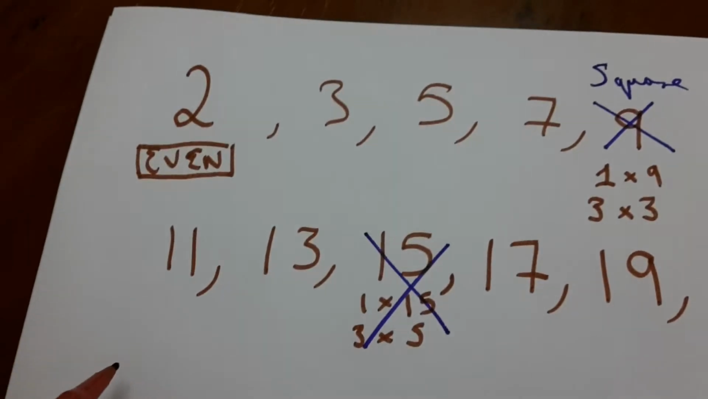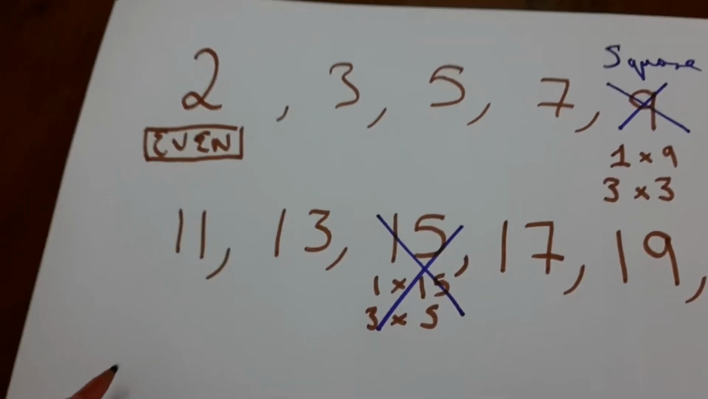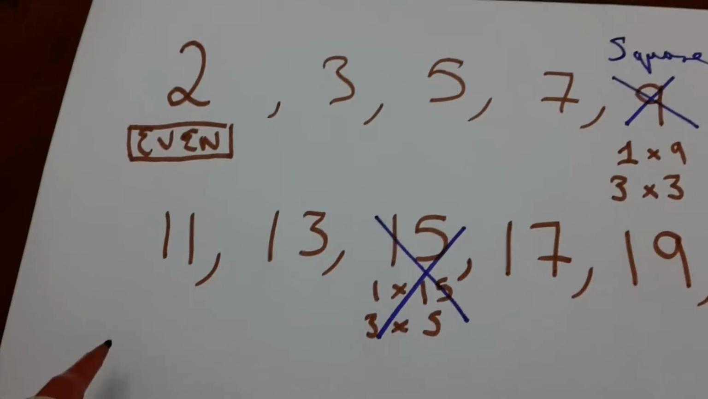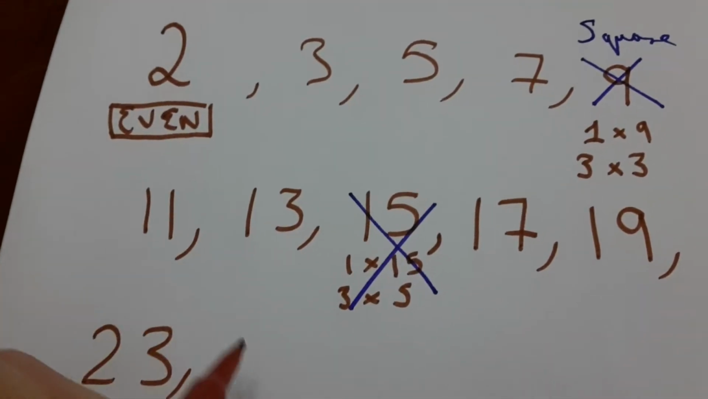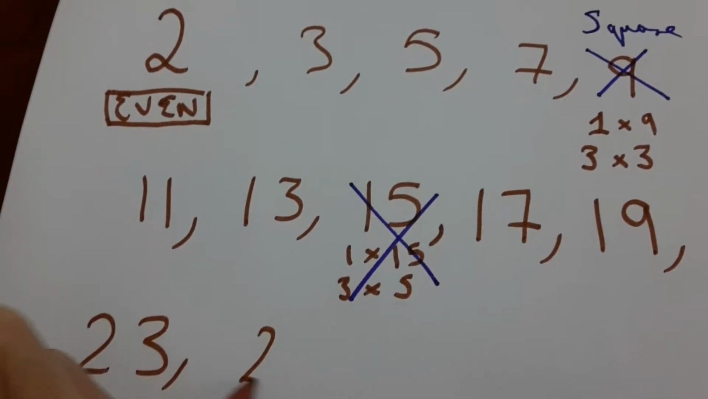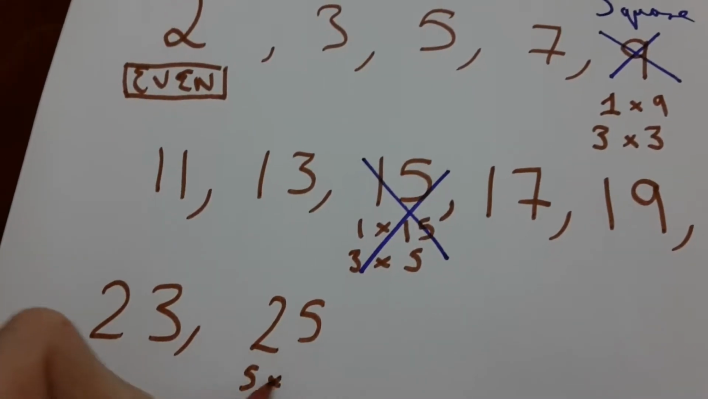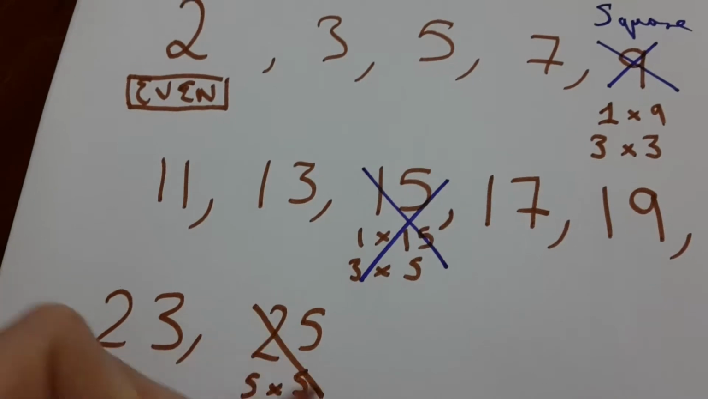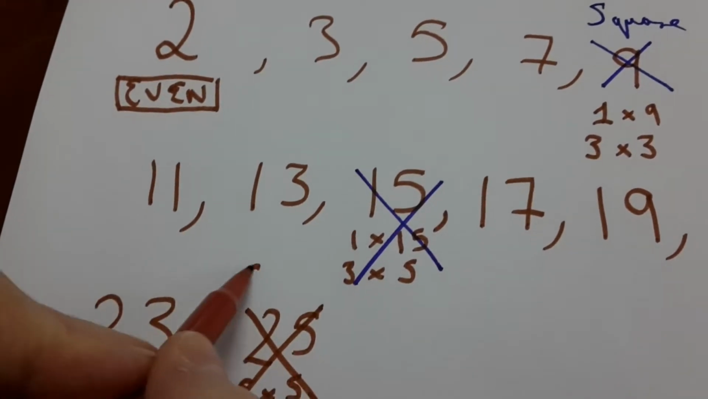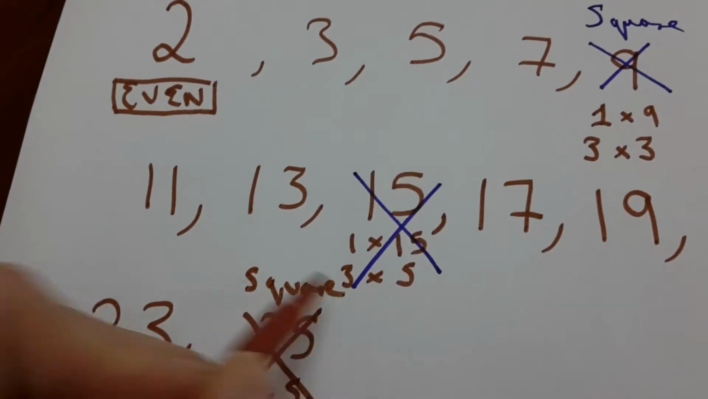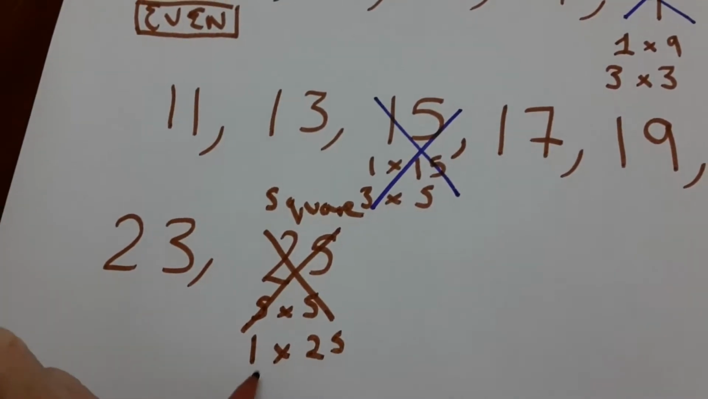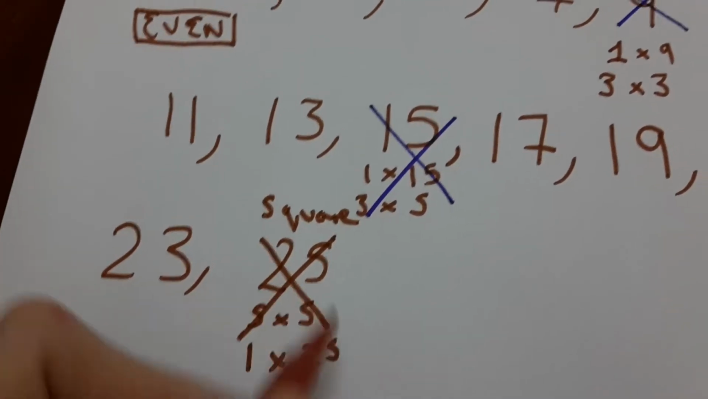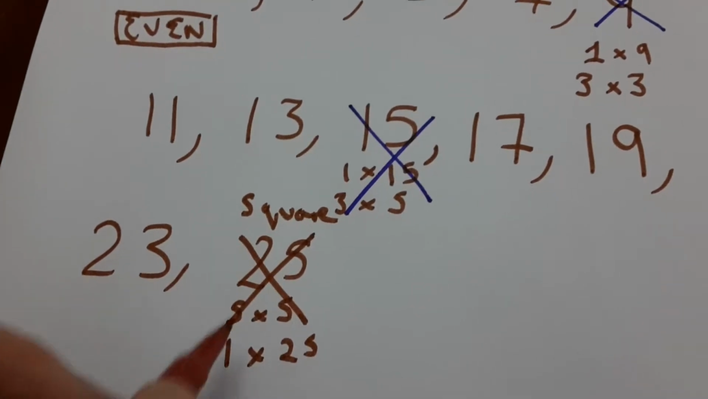21 can also be made by 7 times 3, so it's not just 1 and 21, so that's no good. 23 can't be made any other way. 25, well, that is 5 times 5, so I know straight away that that is, again, a square number, because it would have an odd number of factors. So 1 times 25 and 5 times 5, it would have 3 factors.